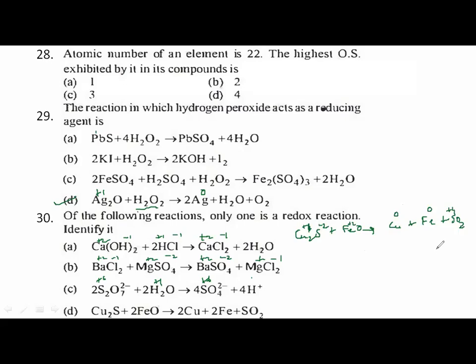That is, oxidation and reduction are taking place simultaneously. The oxidation number of Cu is changing from plus 1 to 0. What is it? Reduction. Whereas the oxidation number of sulfur is changing from minus 2 to plus 4. Therefore, it is oxidation. Minus 1, 0, plus 1, plus 2, plus 3, plus 4. So option D is an example of a redox reaction.